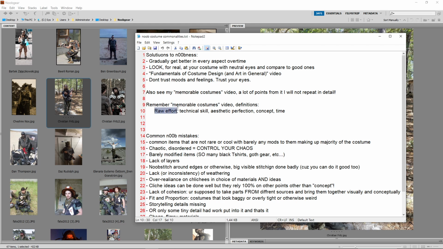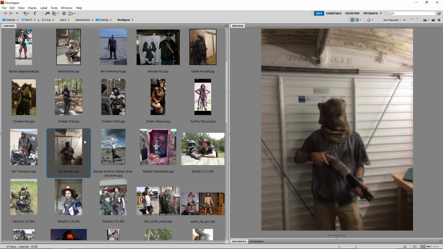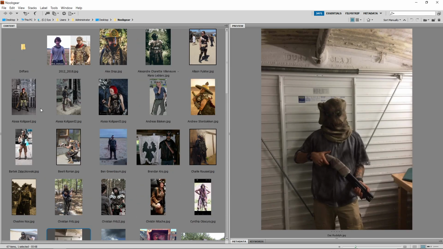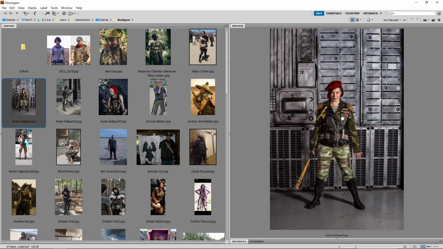A costume will always be judged by raw effort: how difficult was it to make, period. By technical skill: how technically difficult were the techniques used, can anybody do them, or do they require a lot of skill? Aesthetics: how beautiful it looks, how well balanced visually. Concept: is the idea interesting, or is it kind of bleh and generic without any twist? And in which year did you make it? Because a lot of those things, if they're made in 2015, then it looks kind of great. If they're made today, then maybe not.